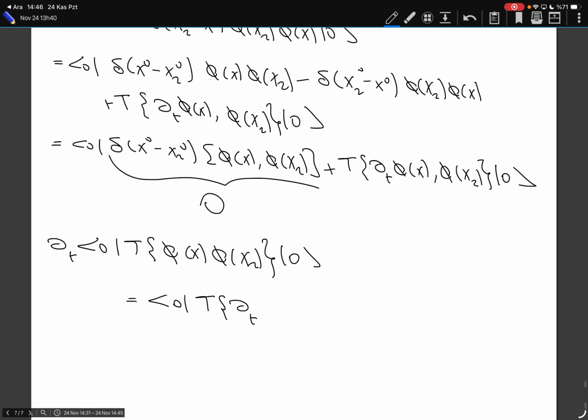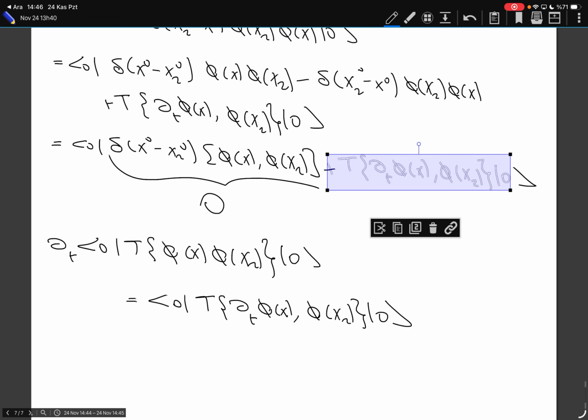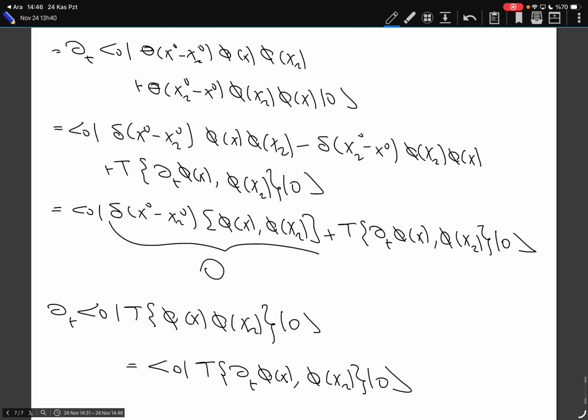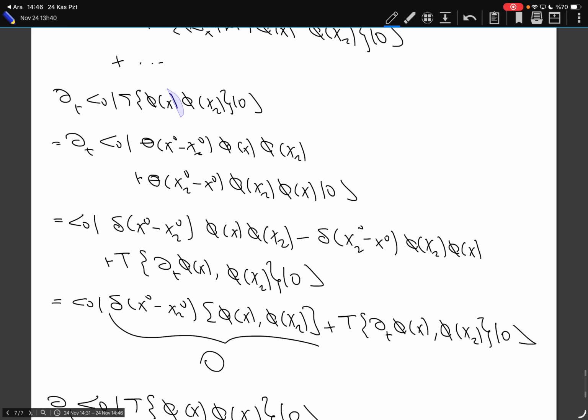Isn't there also a time-ordered product of phi x dt, phi x2 in the above? You mean this one? Yeah. No, x2 is a different variable. It doesn't depend on t. Doesn't that have the same time dependence? No. You see, I'm taking the derivative with respect to the time of this one only. One is at time t, the other one is at time t2. It's a different variable.